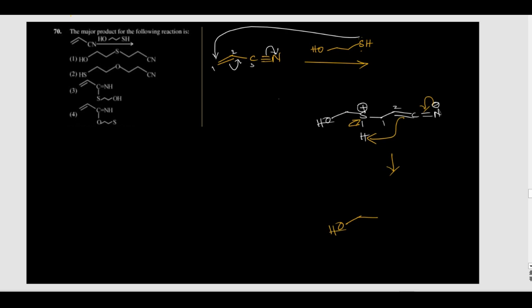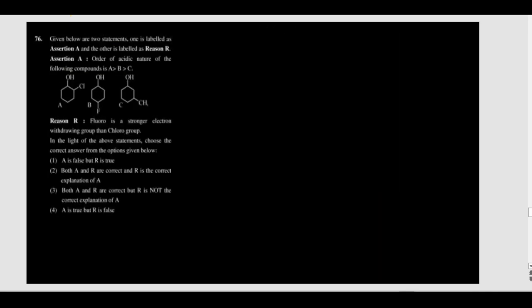Here it is S, sulfur, and it abstracts this hydrogen, right? It will form this, and here it is C triple bond N. So we'll get this, in between sulfur, and here it is CN, and here it is OH. Option 1 is the correct option. So you can see the solution here.